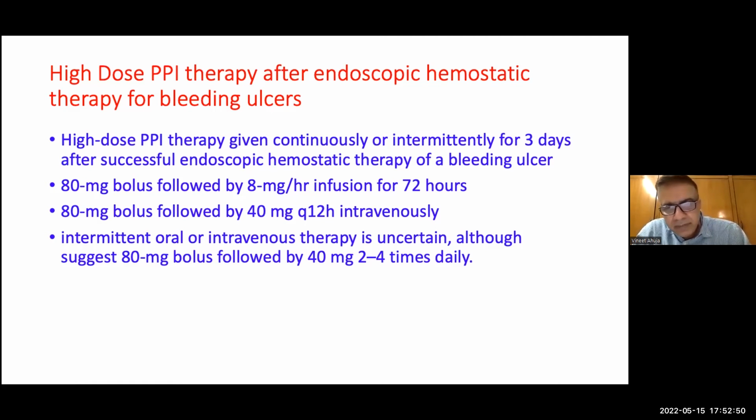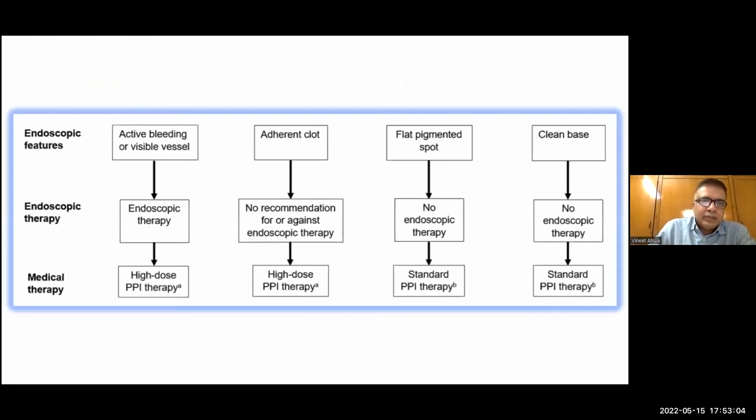Intermittent oral or intravenous therapy is uncertain, although the basic thing I would say is that one of two protocols can be used, where you give 80 milligram bolus followed by 8 milligram per hour infusion for 72 hours, or 80 milligram bolus followed by 40 milligram every 12 hours intravenous.